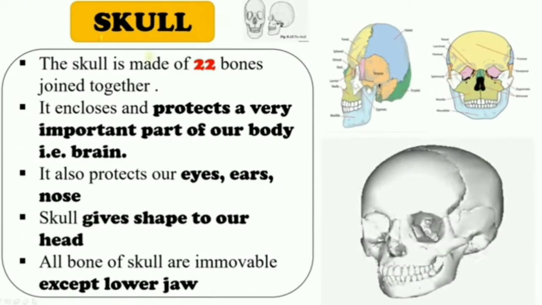Next one is the skull. The skull is made of 22 bones joined together. It encloses and protects a very important part of our body, that is the brain. It also protects our eyes, ears, and nose. The skull gives shape to our head. All bones of the skull are immovable except the lower jaw.